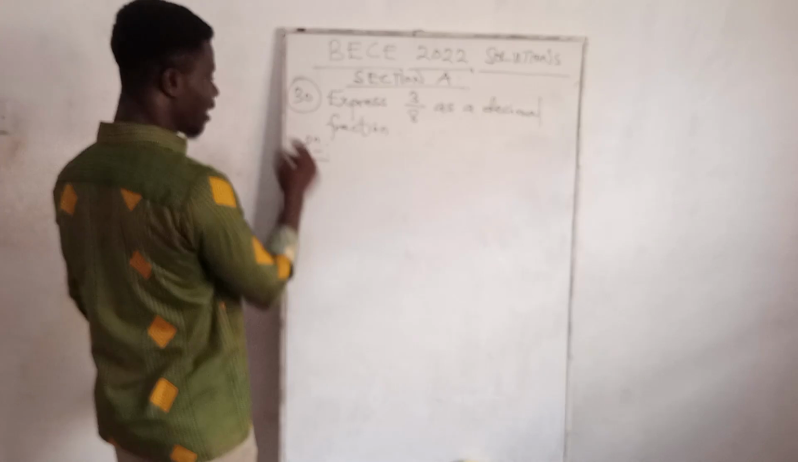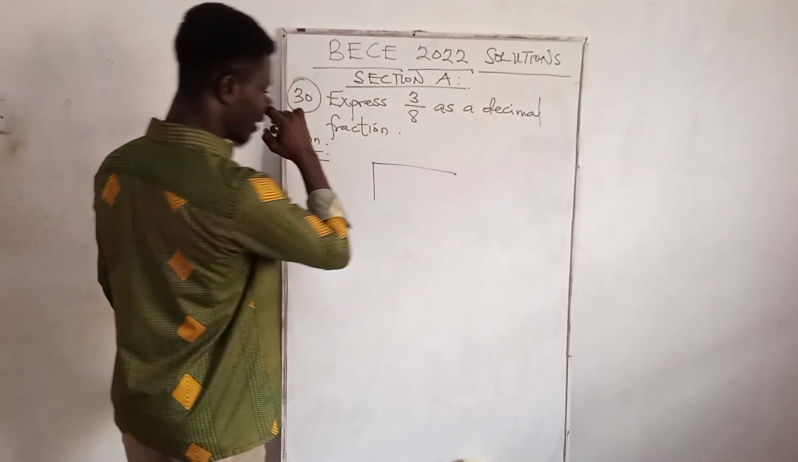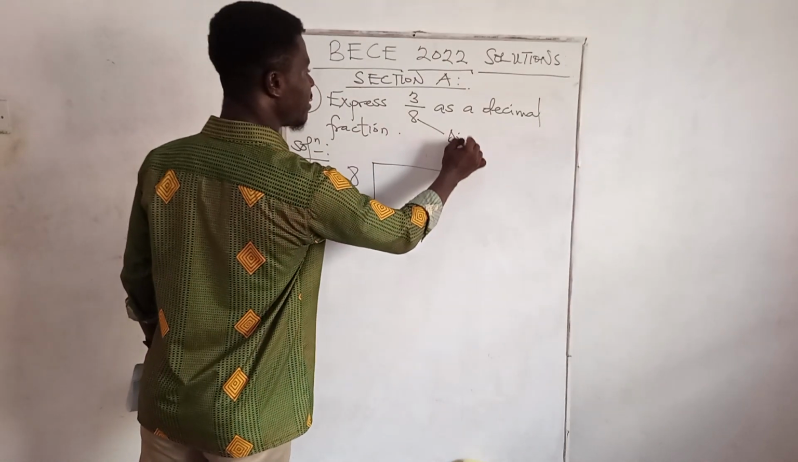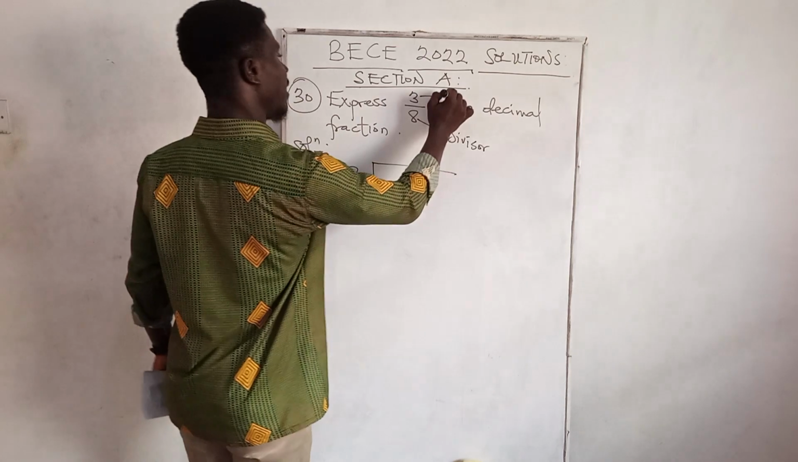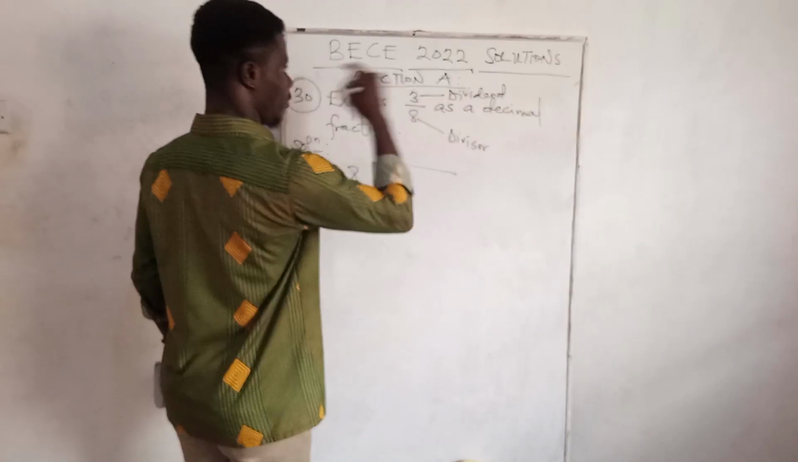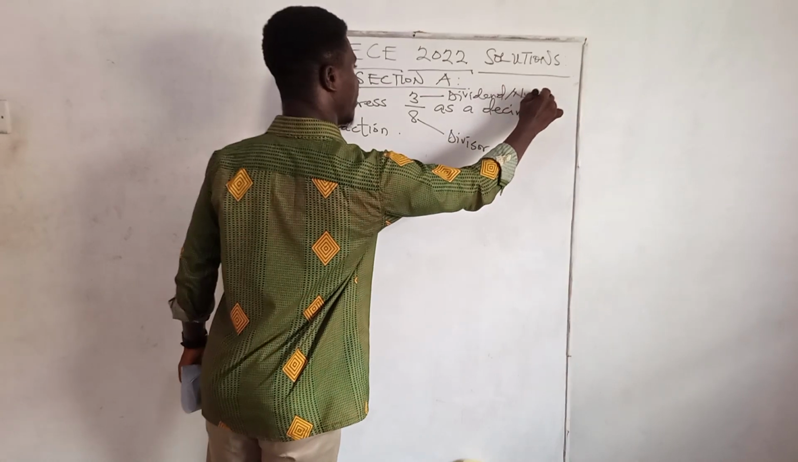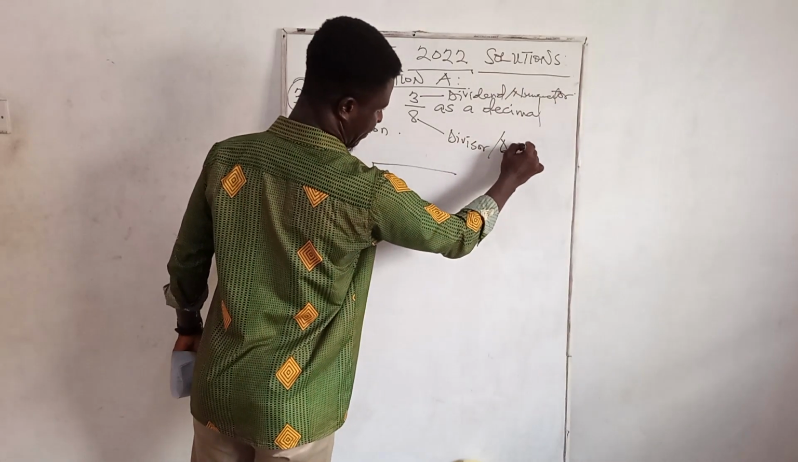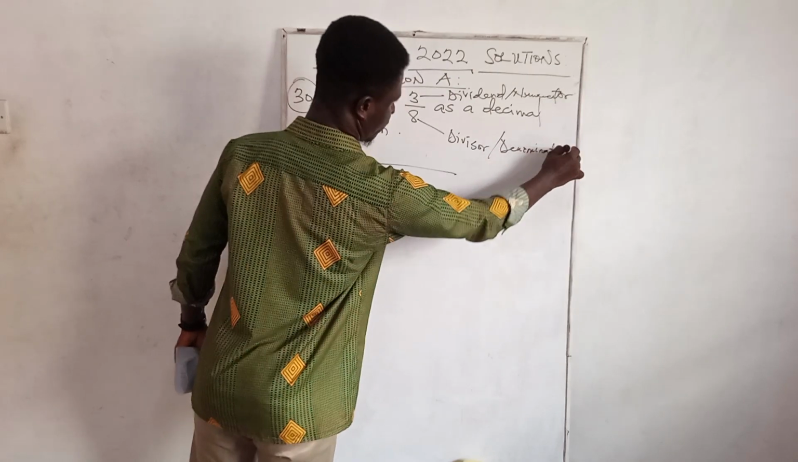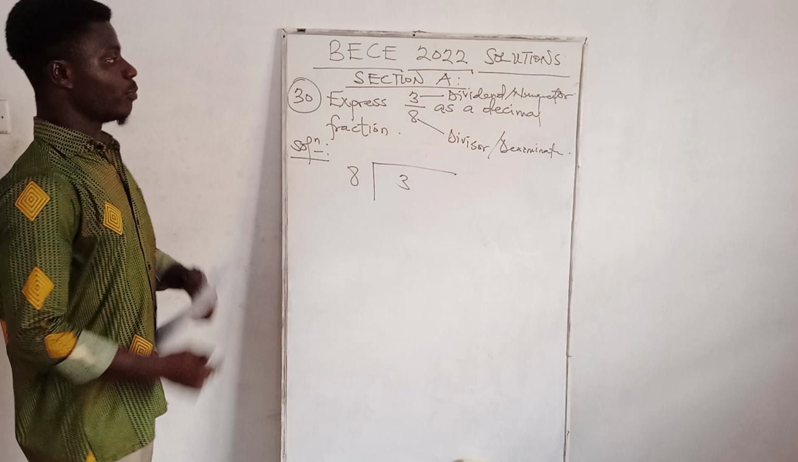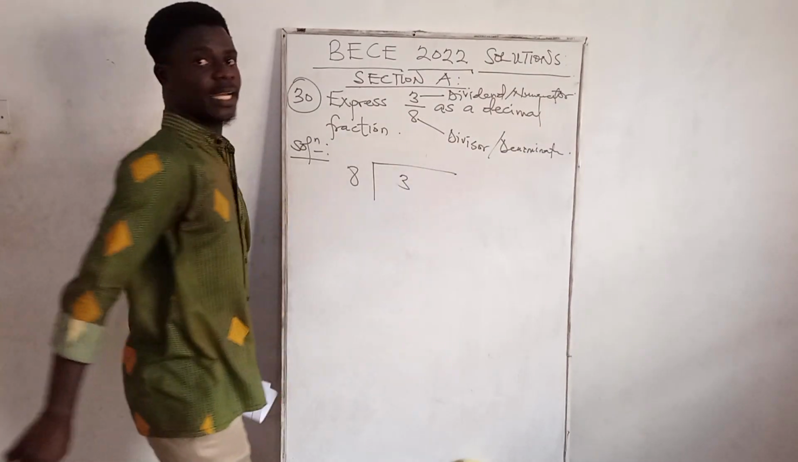So now we can do that by using our long division tool. 8 is our divisor, then 3 is our dividend, or we can call it our numerator, then our denominator. So you can say that 3 will be inside, because this guy is being divided.